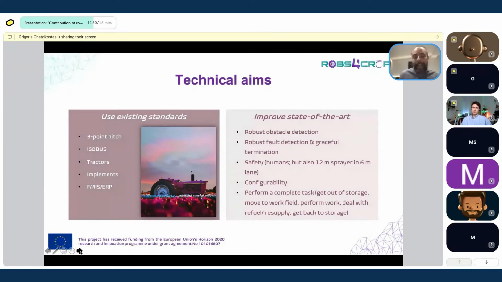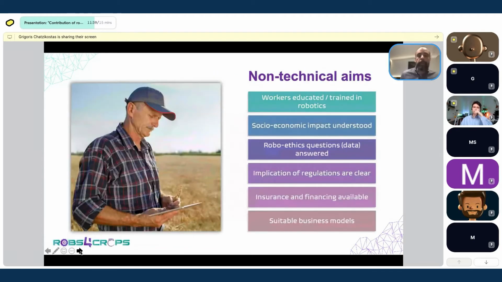And this creates additional challenges in terms of interoperability, but also challenges in terms of integrating legacy with brand new technologies. But also, we had lots of non-technical challenges. How can we educate and train farmers in robotics? This is very similar to the question that we had to answer before. How can people understand the socioeconomic impact and somehow stop these myths that robots will come and steal the jobs of farmers? What are the implications in regulation?